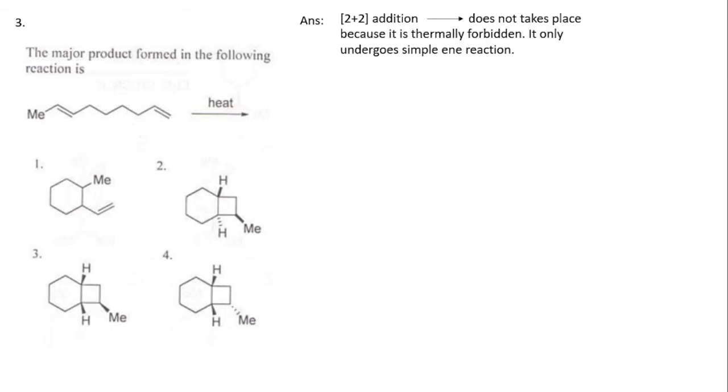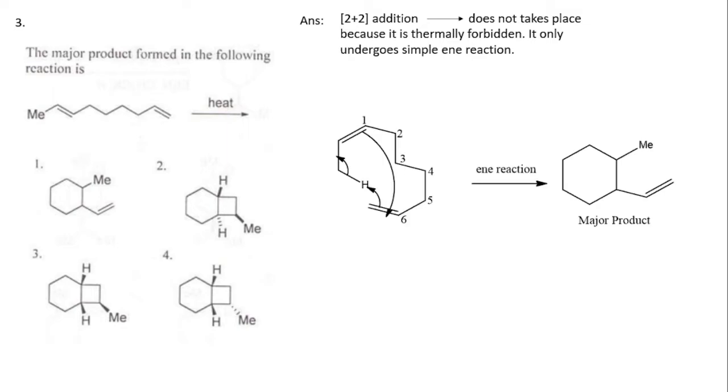Here a 2 plus 2 cycloaddition reaction is not possible. See here, 2 pi electrons and 2 pi electrons, and in the options also they are cyclized. There will be some cyclization, but 2 plus 2 cycloaddition is not feasible under heating conditions. So it is thermally forbidden. So it will undergo a simple ene reaction.